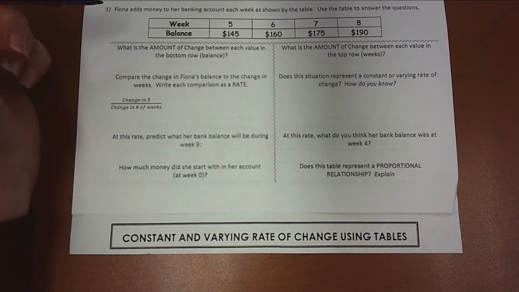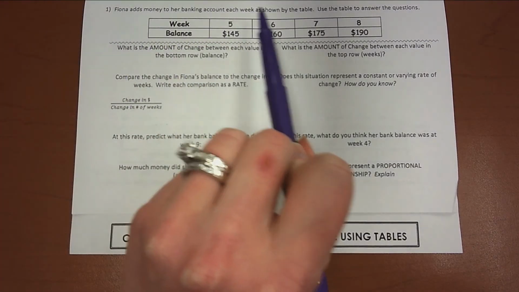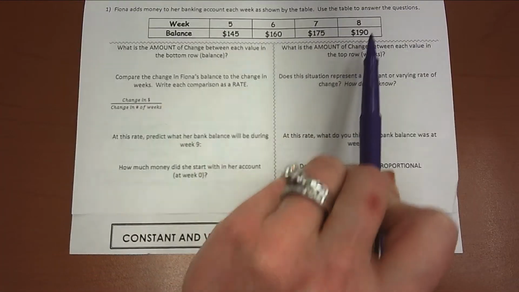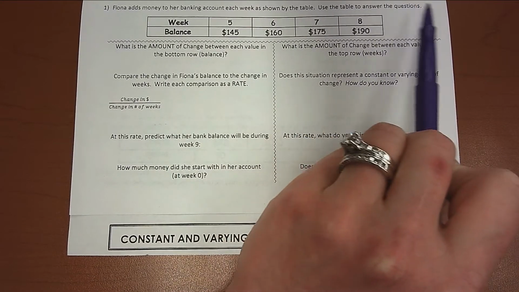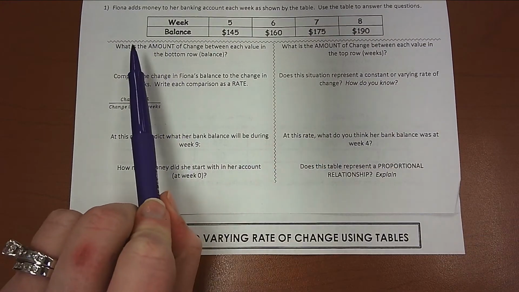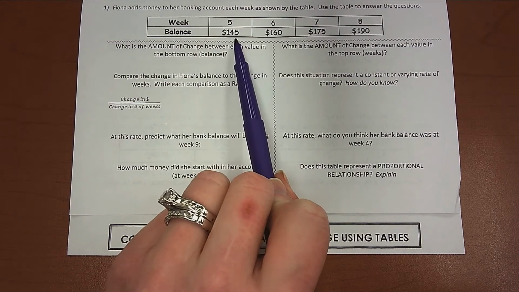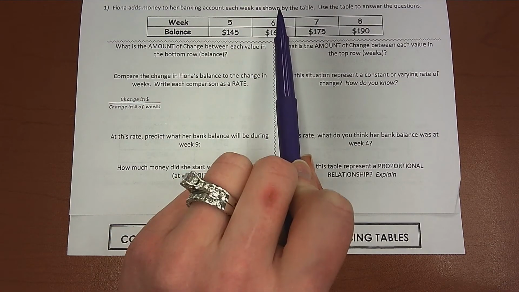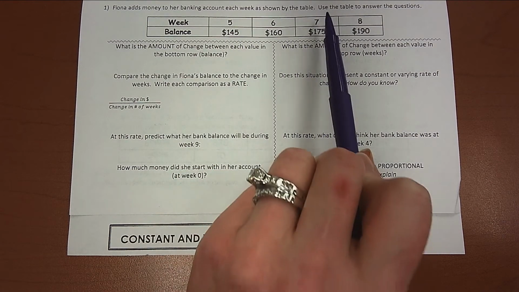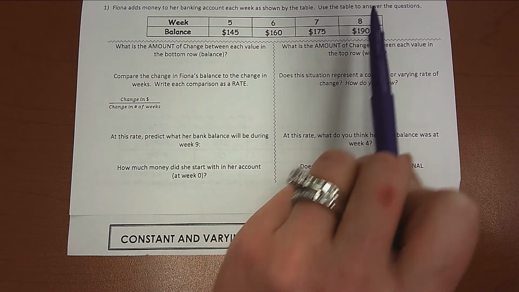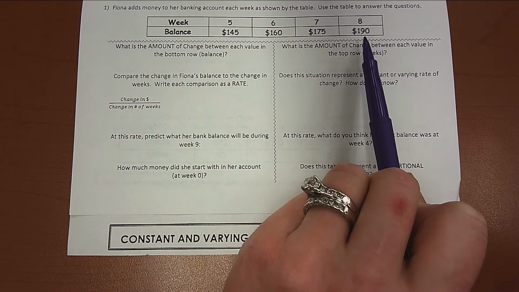So for this first example, we have an example where it says Fiona adds money to her bank account each week, shown by the table. Here's our table. Use the table to answer the questions. So for week 5, she has a $145 balance. For week 6, she has a $160 balance. Week 7, $175 balance. And week 8, $190 balance.